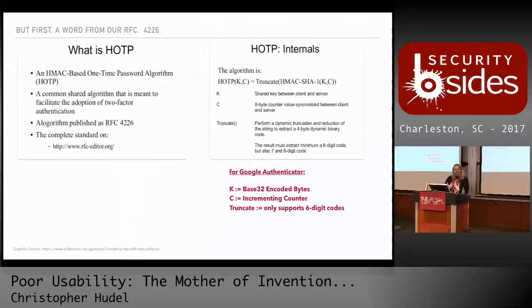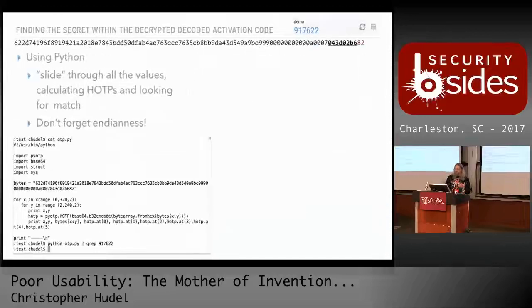And then we want to make this work in Google Authenticator, so we have to do a little more. The key has to be base 32 encoded. All right, that's good to know. And the C is the incrementing counter. That's just a number. And truncate: Google Authenticator, while completely compliant with the standard, actually only supports the 6-digit version of these codes. So that's just stuff I need to be aware of. So now I want to say, how can I generate these tokens?